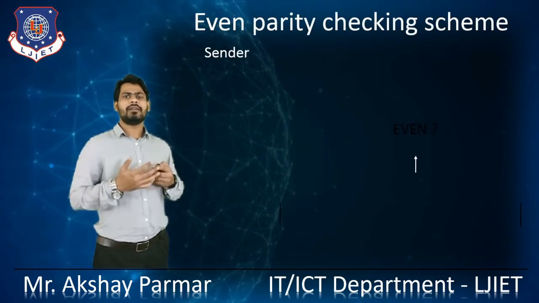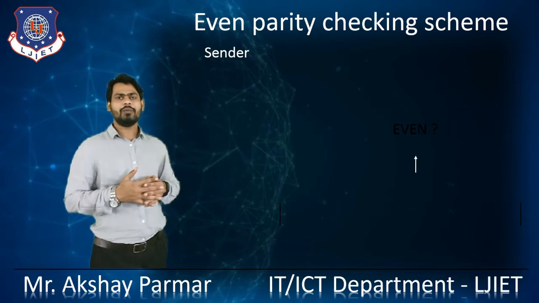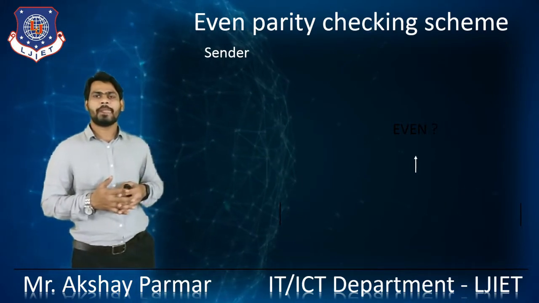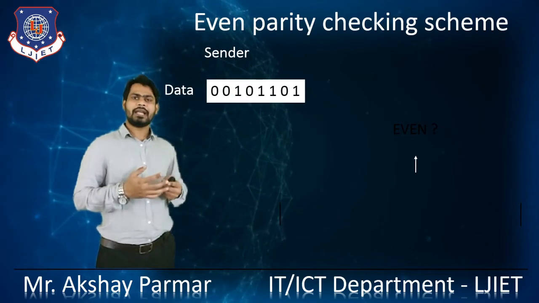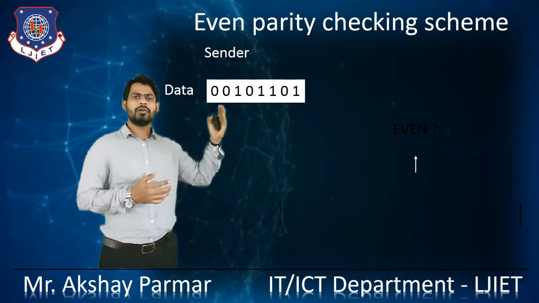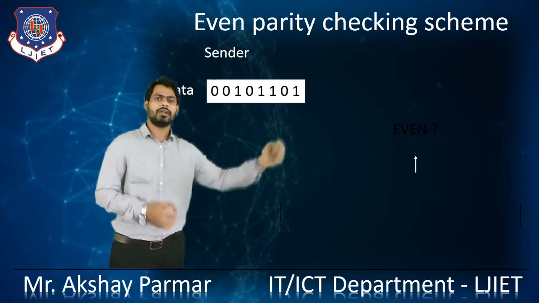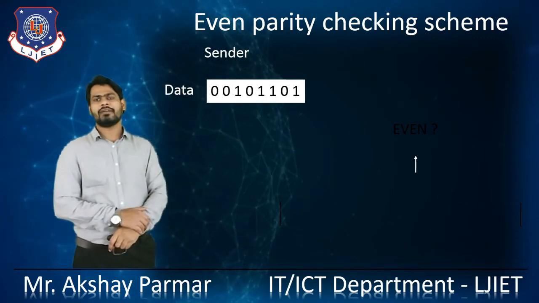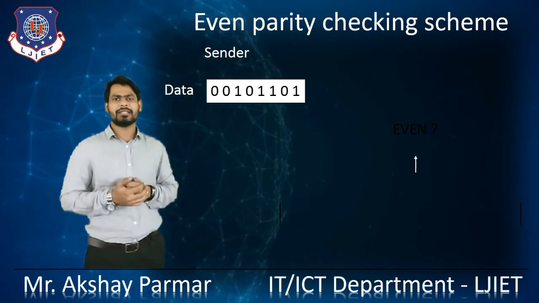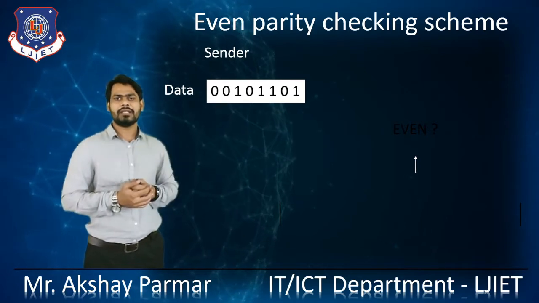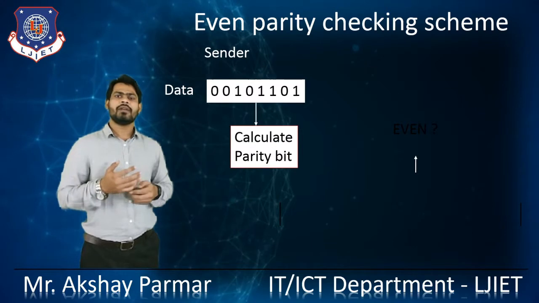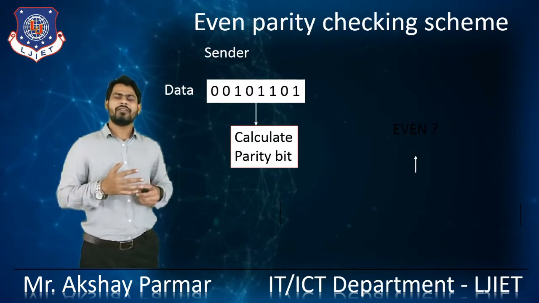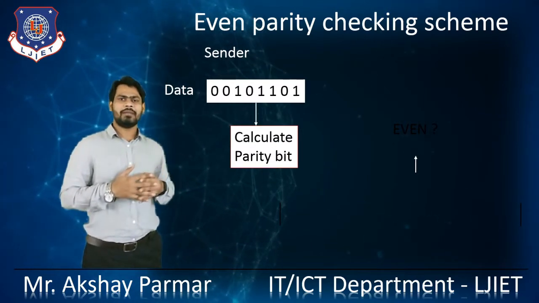After that, the even parity checking scheme. How is the even parity checking scheme working? Whenever the sender is sending the data, let's take an example, it is 00101101. That is the data which the sender is transmitting from the sender side, right? For an example, we have taken this data sequence, right? After getting the data, we are calculating the parity bit, right?